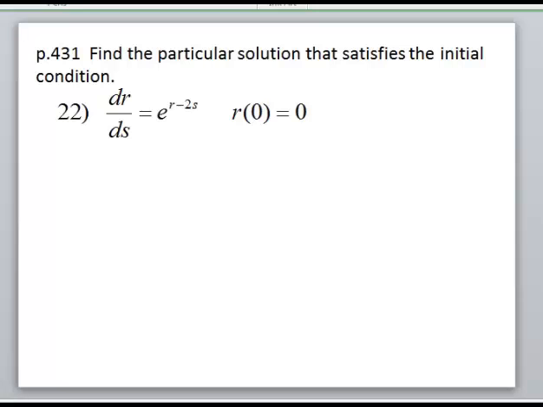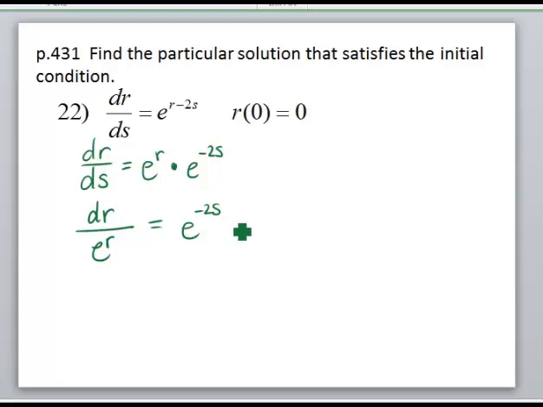On this next problem, a little bit more complicated because it's going to be harder to separate these. dr over ds is equal to, we need to break those up. So this would be e to the r times e to the negative 2s. Now I can separate my variables. So I'll have dr over e to the r, divide off e to the r. And on the other side I have e to the negative 2s ds. I'm ready to integrate now.